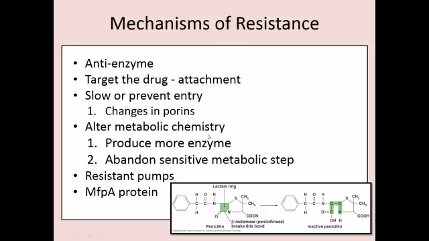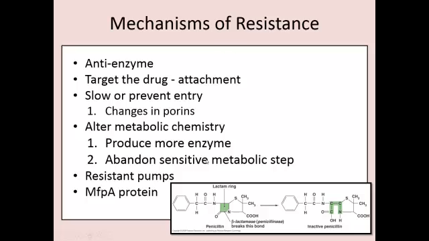The microbe can also alter its metabolic chemistry. It can produce more of the enzyme that's being attacked, so that even though there's competitive inhibition, having more enzyme lessens the effect of the competitive inhibition. Or they can abandon the sensitive metabolic step. Say, for example, with the sulfur drugs. It can abandon the step where it changes PABA into dihydrofolic acid. It just imports folic acid, like humans do, and then the sulfur drugs don't work.